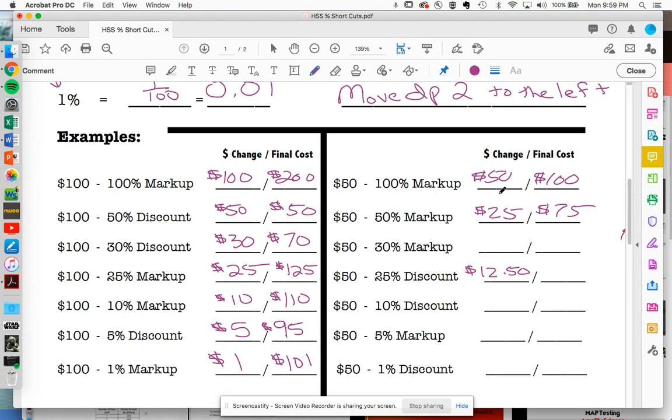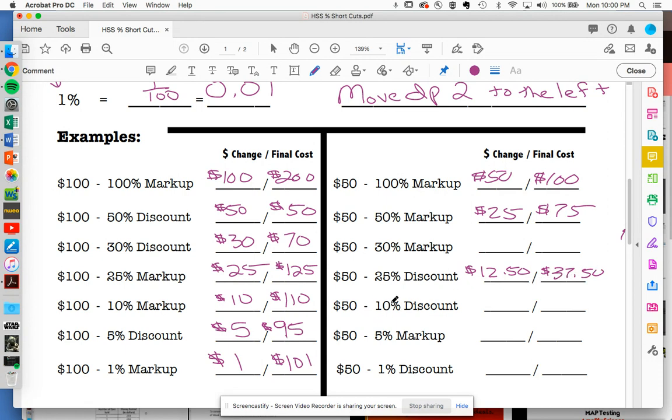$12.50. Now you could have done $50 divided by 4, but does that come out nicely? No, 4 does not go into 50 nicely, but when I cut it in half 2 times, it does. Now that's a discount, so I need to take it away from 50, and I break it into parts. So I'm going to take 50, take away 10, that's 40. What's 40? Take away 2, 38. What's $38? Take away the 50 cents, and you would get $37.50 right there.